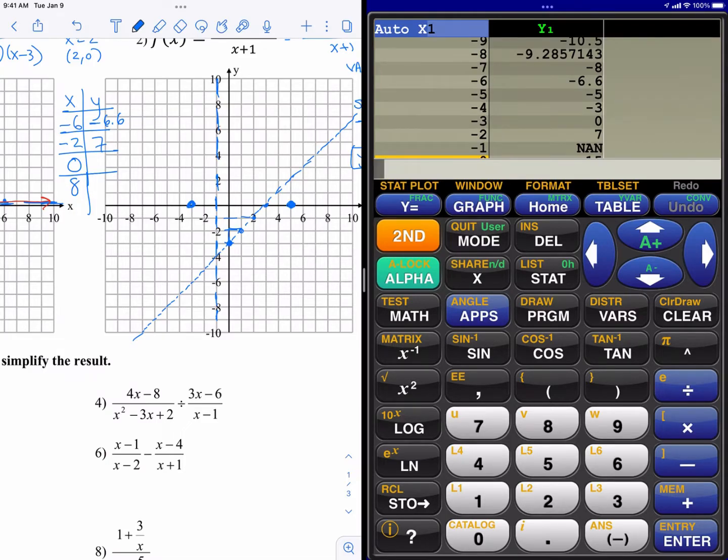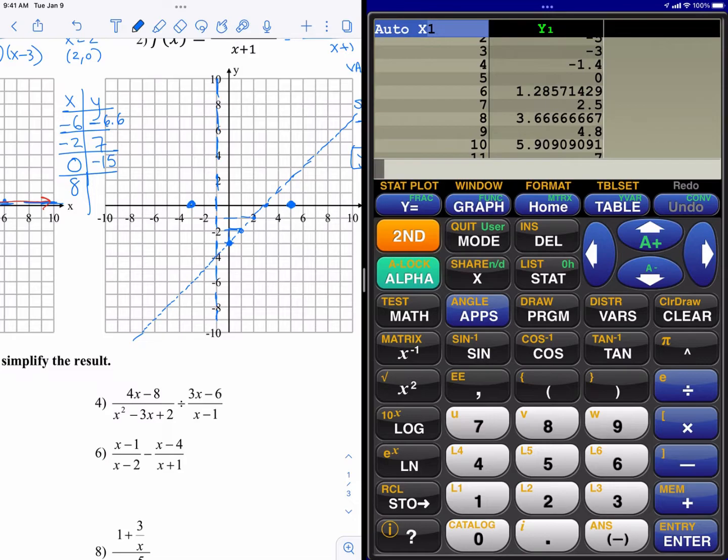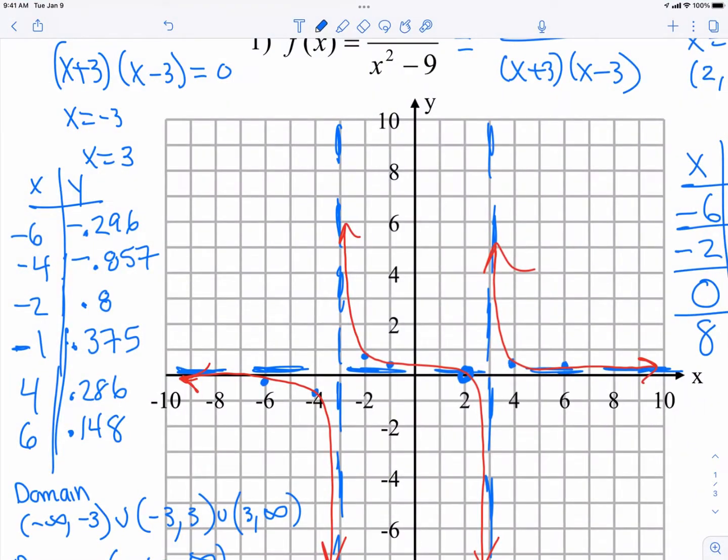Then I'm also choosing a couple of points that are to the right of this vertical asymptote. So I chose 0 and 8. According to my calculator table, when x is 0, y is -15. When x is 8, y is 3.67. All right, let's go ahead and plot those points.